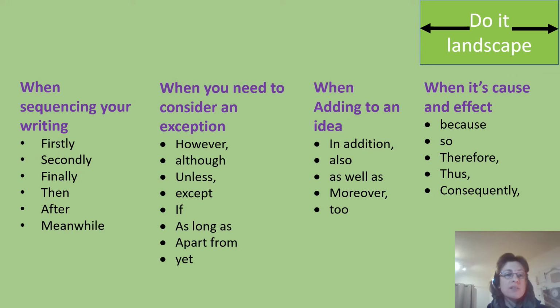Here are the answers. Sequencing your writing: firstly, secondly, finally, then, after and meanwhile. When you need to consider an exception: however, although, unless, except, if, as long as, apart from, and yet. When adding to an idea: in addition, also, as well as, moreover, too. And when it's cause and effect: because, so, therefore, thus, consequently.